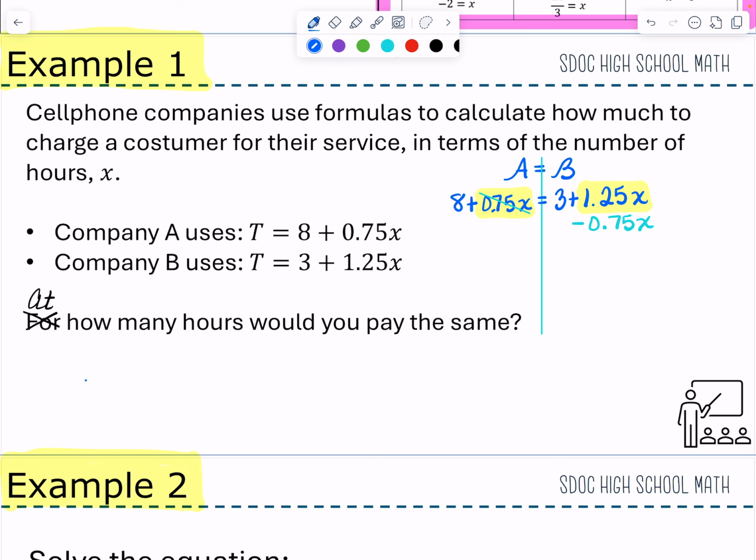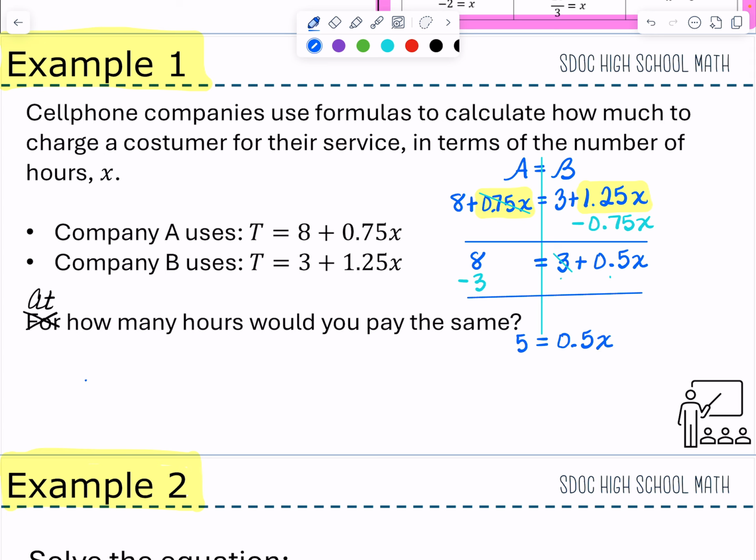Now we're going to rewrite our equation so that we have 8 is equal to 3 plus 0.5x. All right, now to get x by itself, I have 3 that's being added and 0.5 that's being multiplied. So I'm going to get rid of this positive 3. When I move it to the left side, it becomes negative 3. Now when I rewrite my equation, 8 minus 3 is 5 equals 0.5x.